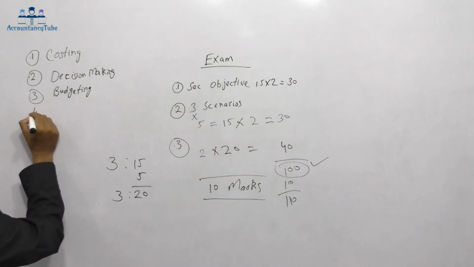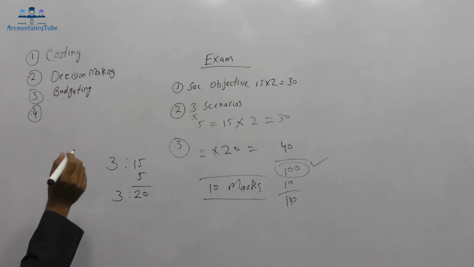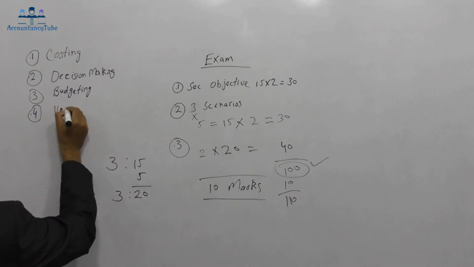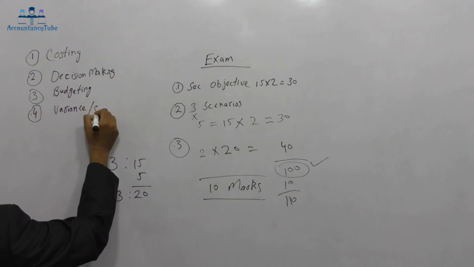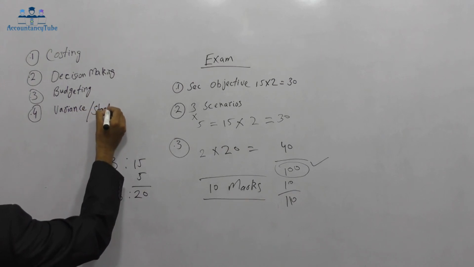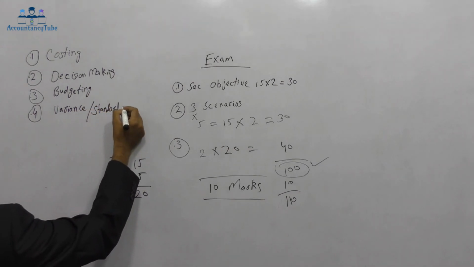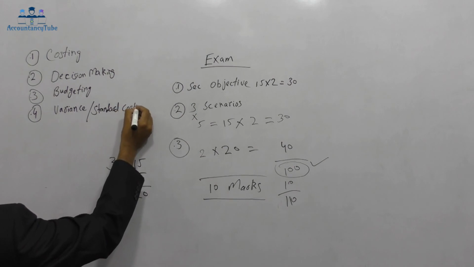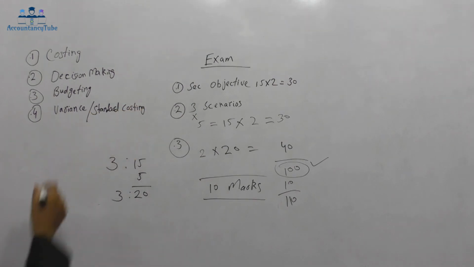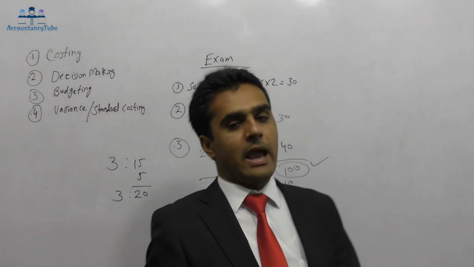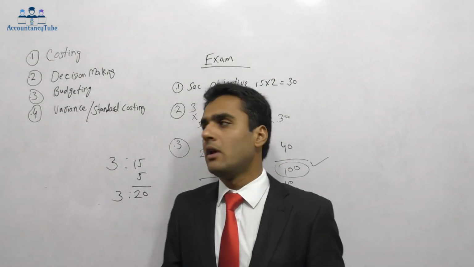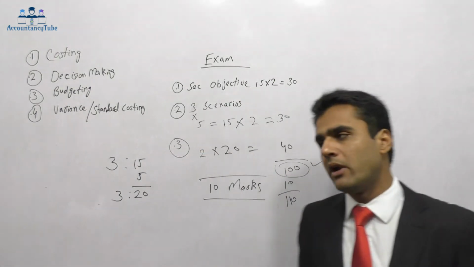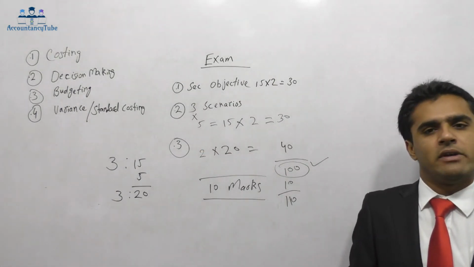The second last topic in our F5 syllabus is variance analysis, or you can say standard costing. You might have known this topic by the name standard costing. Basically, the budget is always made earlier than the actual events. When the actual events differ from the budgets, it is known as variance. So we'll be looking at different variances.